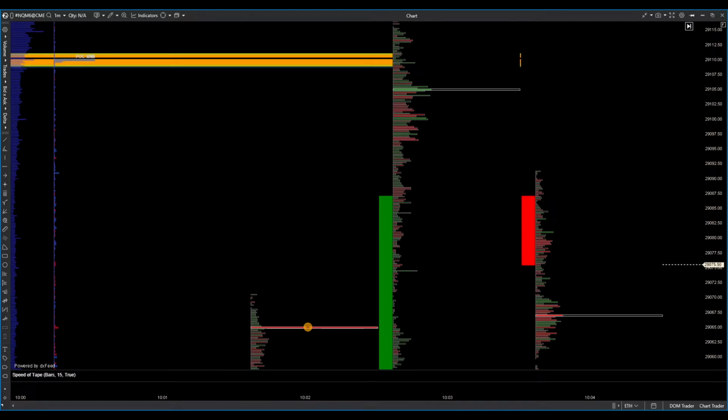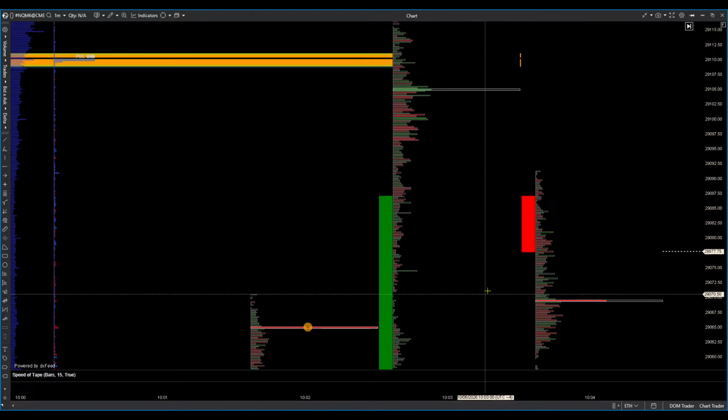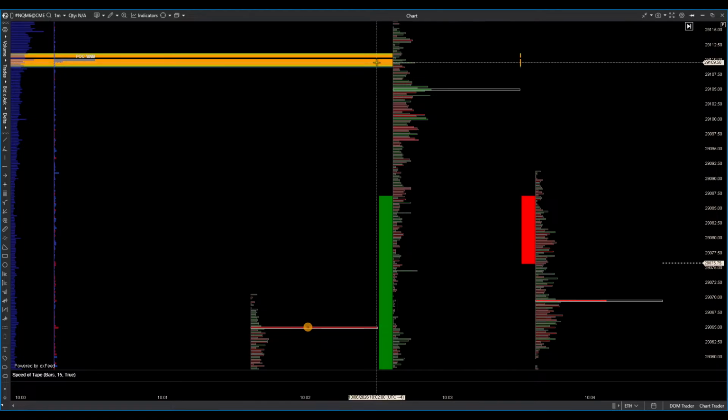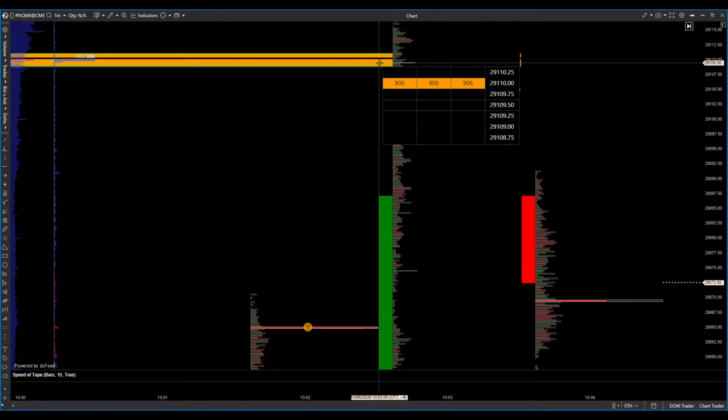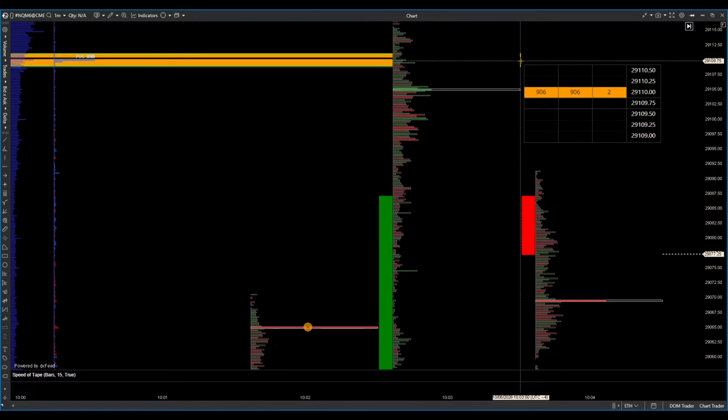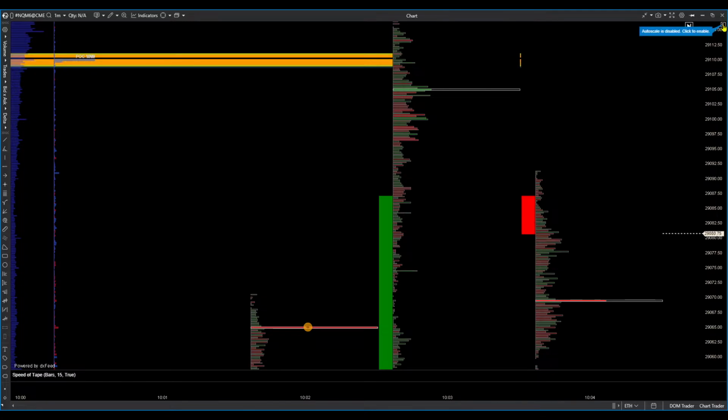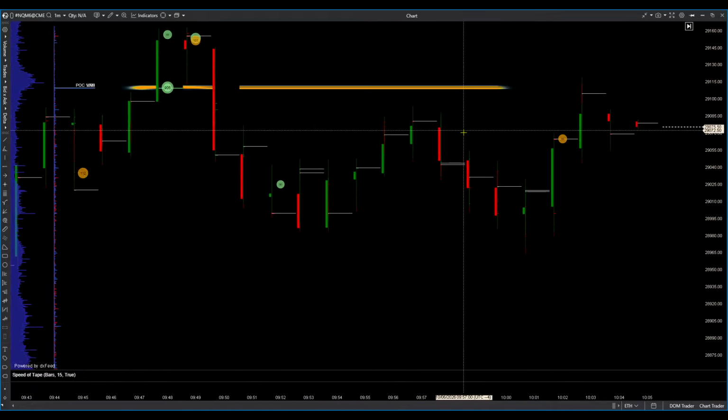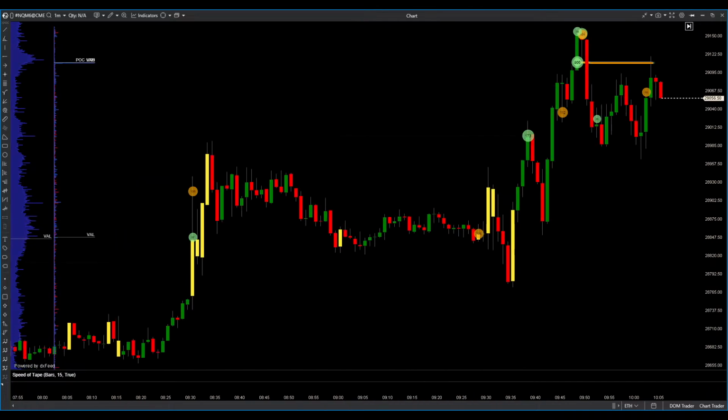I don't know why TradingView is not working. Doesn't matter. Which over here, 906, they removed it. They removed, now they have 2. So let's see if this level can hold. I guess it executed finally.